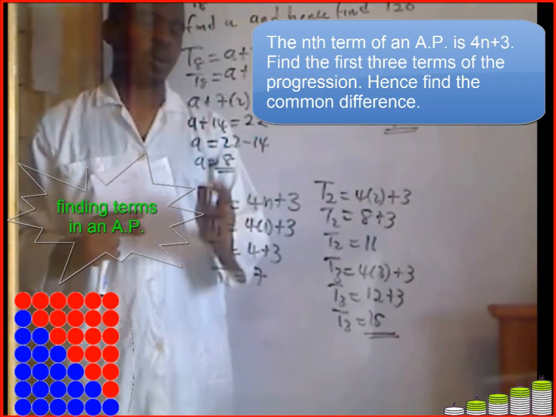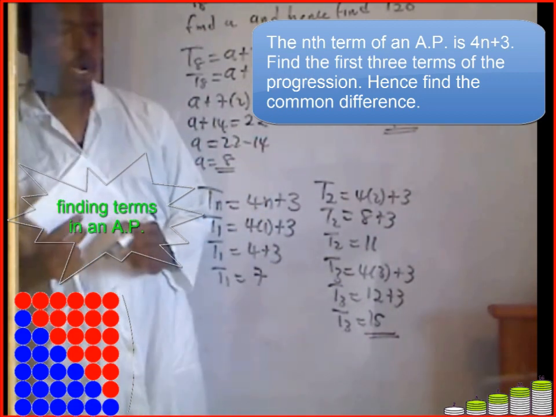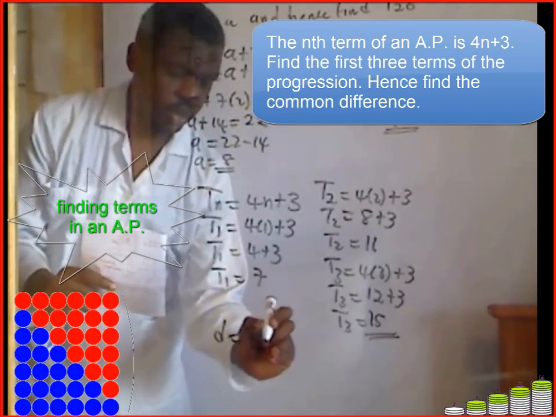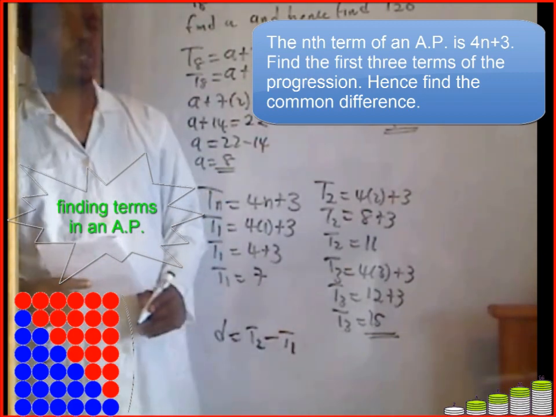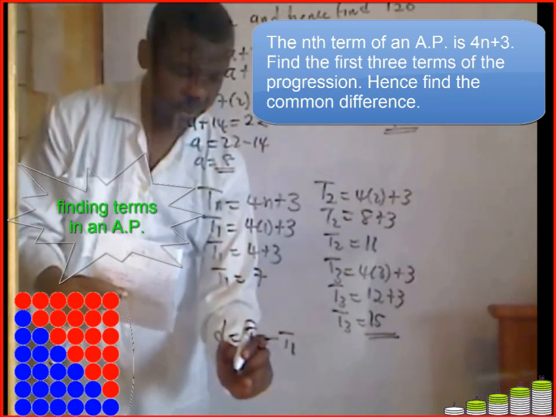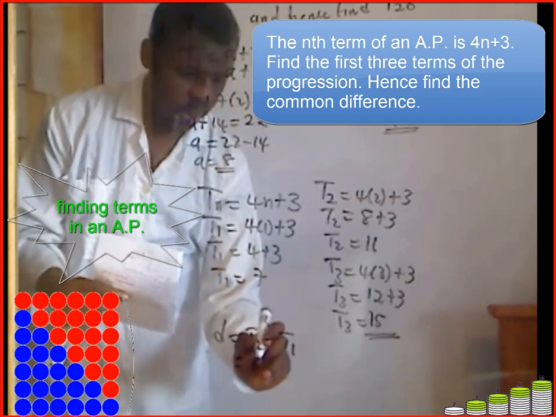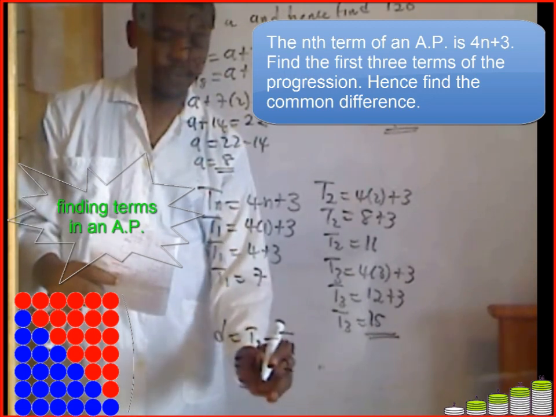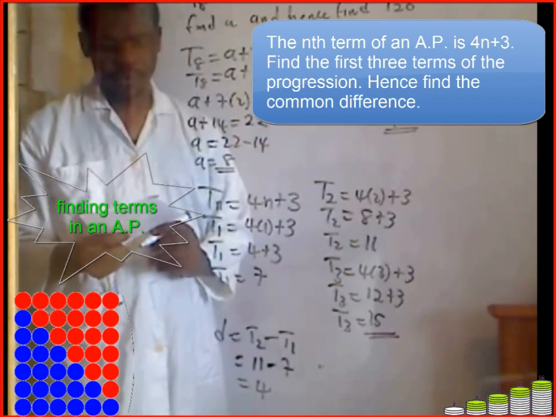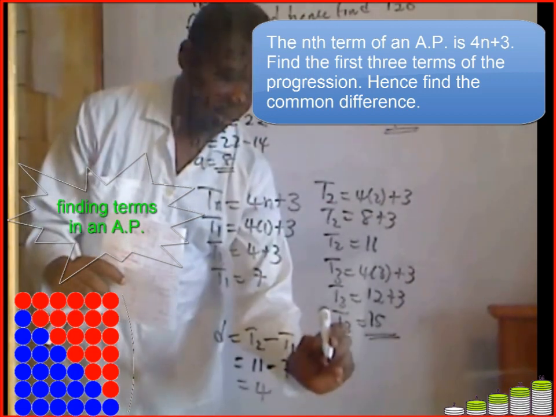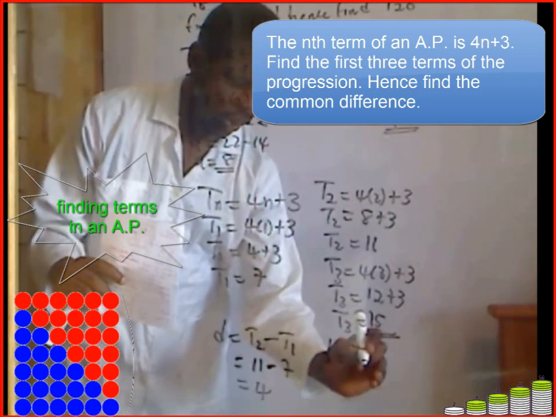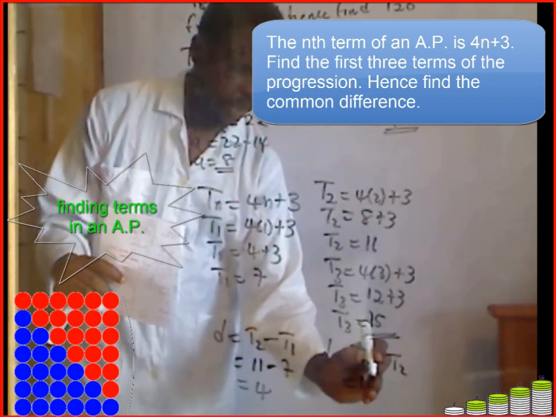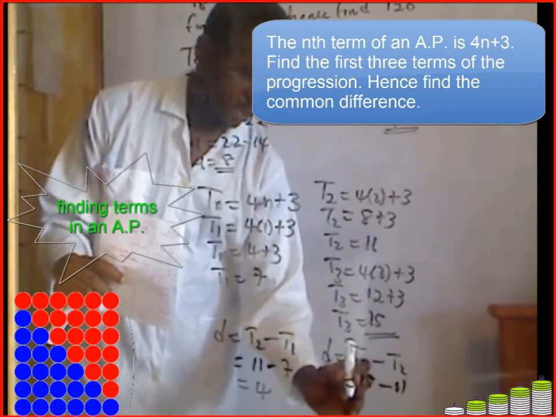Now, what is the common difference between T1 and T2? Our difference is T2 minus T1 or T3 minus T2. D there is equal to 11 minus 7, which gives us 4. Or we could have it as D is equal to T3 minus T2, which gives us 15 minus 11, the same value, 4.